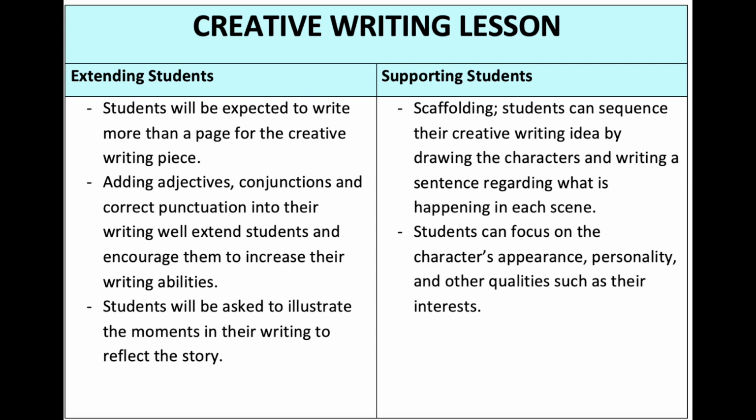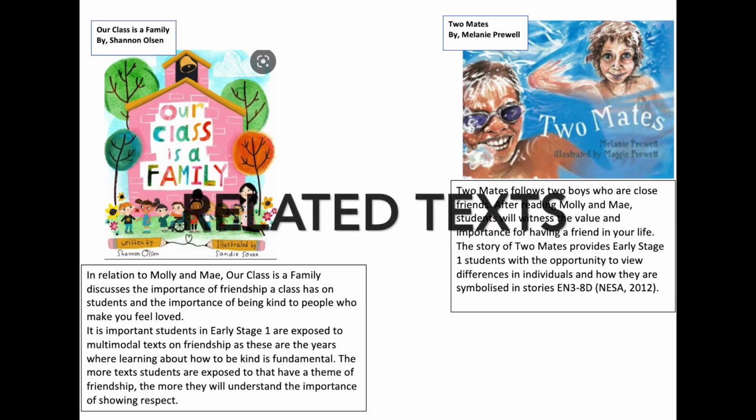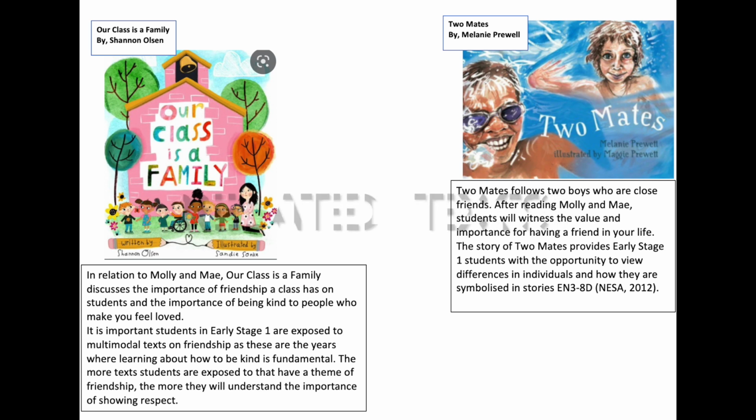happening in each scene. The first book that is related to Molly and May is Our Class is a Family. This book discusses the importance of friendship a class has on students and the importance of being kind to people who make you feel loved. I believe it is important students in early stage 1 are exposed to multimodal texts on friendship, as these are the years where learning about how to be kind is fundamental.